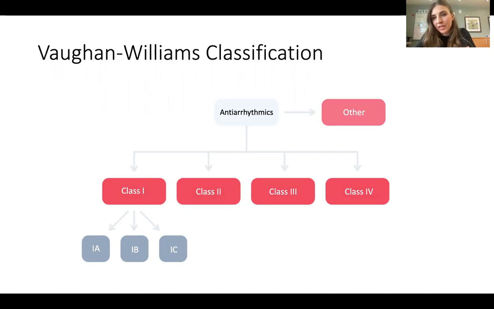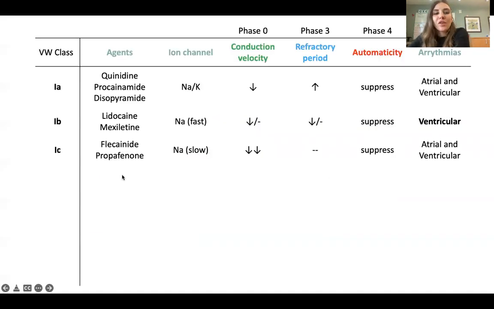It's highly imperfect in how things are categorized within the system, but it's the most well adopted, I guess, at this point in time. So it gets broken down into classes 1 through 4, and class 1 specifically gets broken down into class 1A, 1B, 1C, and it's based on different effects that we'll get into. So Vaughan Williams class 1, and these are some examples: quinidine, lidocaine, and flecainide.